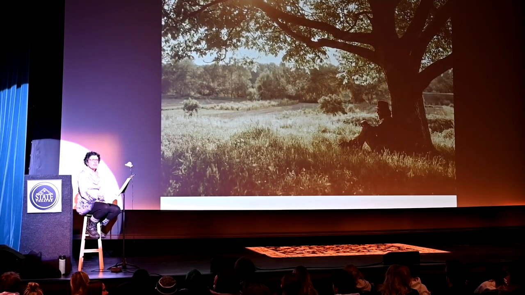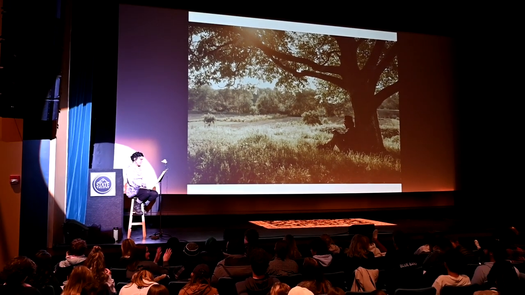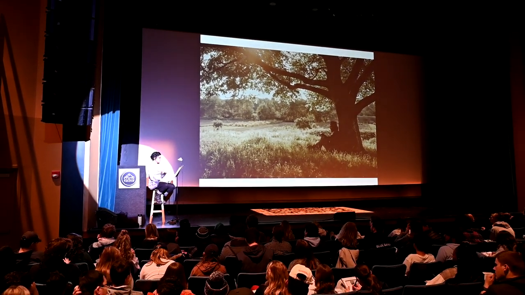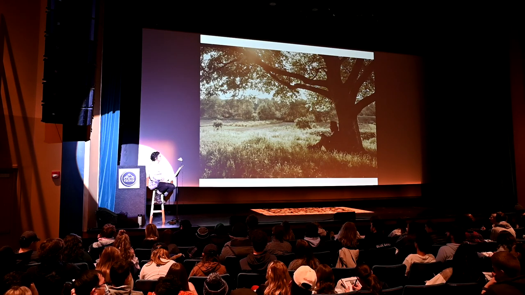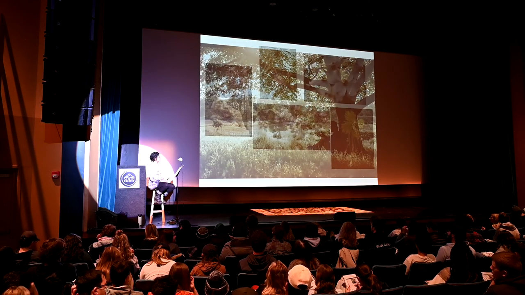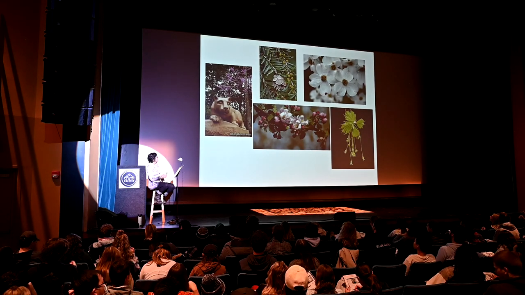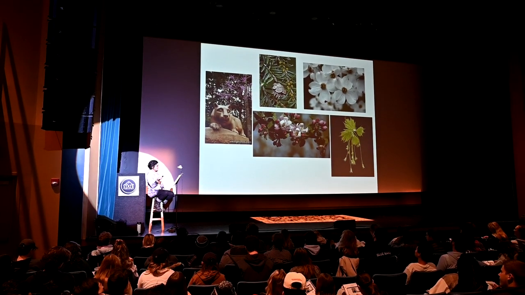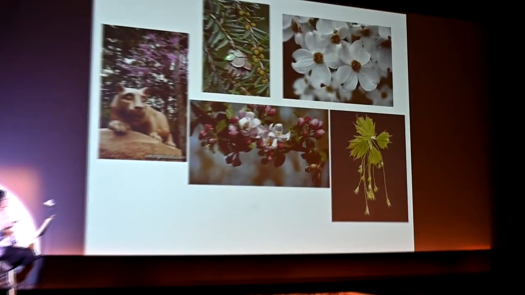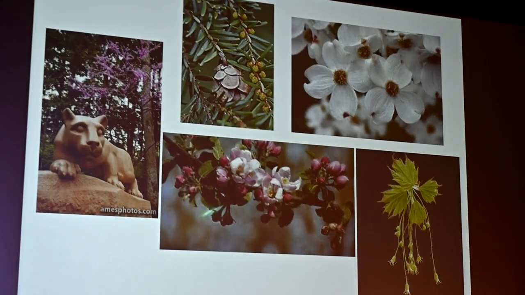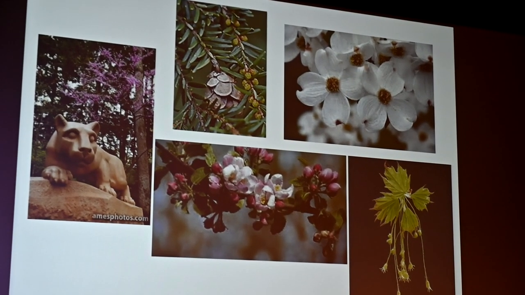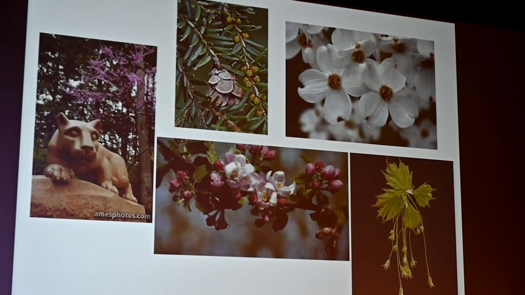For now, I'm going to continue, though, this idea. What else do we have in common with trees? We'll move on to this. So all of these images, you can see this redbud tree that's above the Nittany Lion here, and the eastern hemlock cones and the dogwood tree and the apple buds. And this is one of my favorites, these little things that become the maple seeds, the sugar maples.